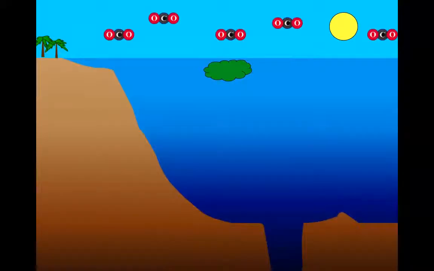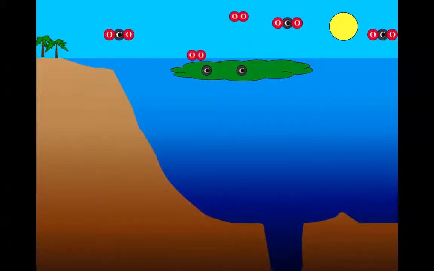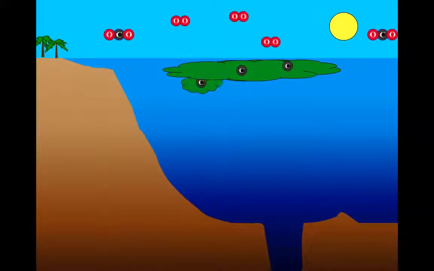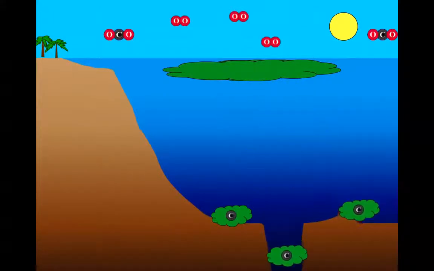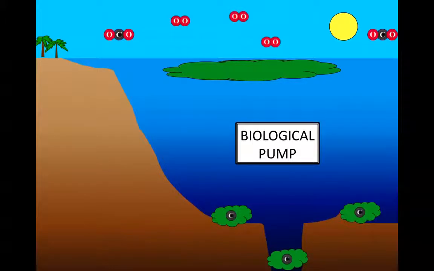A second method for ocean circulation involves living creatures. Carbon dioxide from the air is absorbed by algae and other organisms that live in the sunlit regions at the surface. Over time, they grow and lock a lot of carbon inside their bodies. As these organisms die, they sink toward the ocean floor, taking the carbon in their bodies with them. This is called the biological carbon pump.